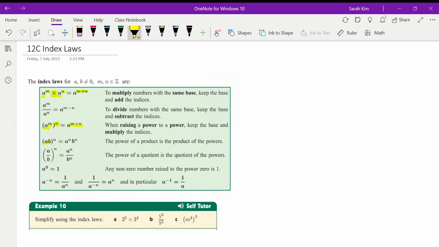If there's a bracket and a power at the back of the bracket, you need to make sure you apply that power to any of the terms that are inside the bracket. And same with divide, you need to make sure both of these terms get a power of n. Anything to the power of 0 is 1.